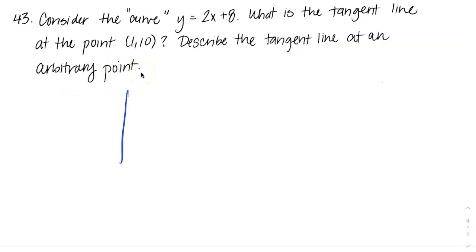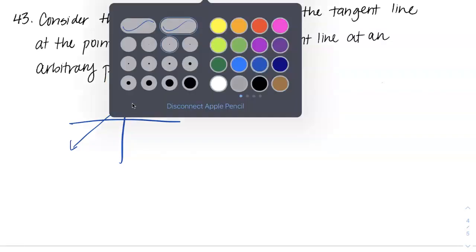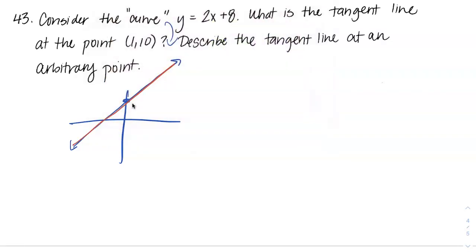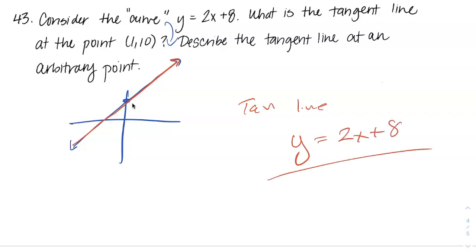Well, let's look at this graph here. Right, y equals 2x plus 8. That's our curve right there. Describe the tangent line at this point. Well, this is a linear line, right? It is a tangent line to itself, basically. So the tangent line is going to be the exact same thing because it's linear. It's always going to be that. That's all it's ever going to be. And that's the worksheet.